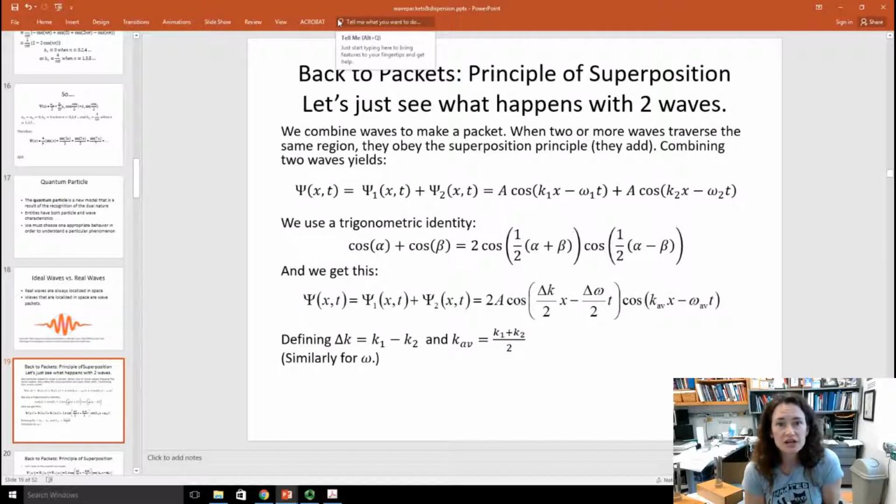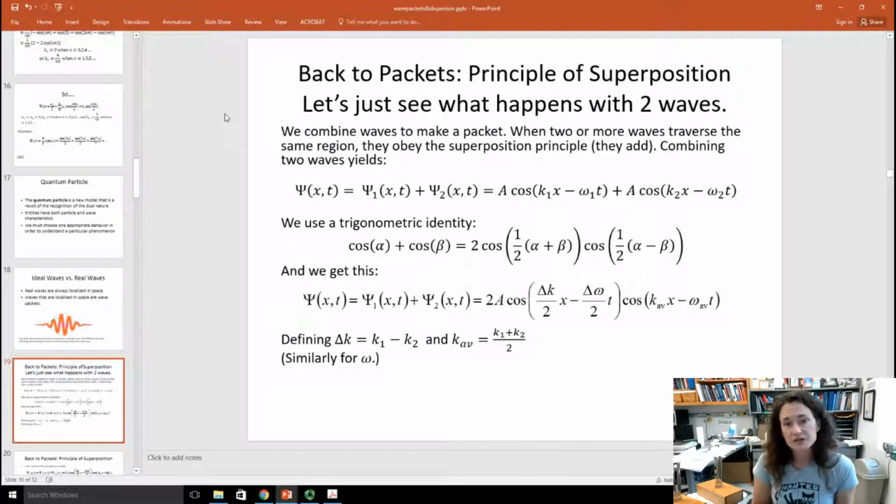Okay, so let's take two waves that are in the same place at the same time and combine those waves to make a packet. Now, when two or more waves traverse the same region, they obey the superposition principle. That just means they add together. If I wanted to take two example waves here, so for example two cosine waves, and add them together, then I would have psi1 plus psi2 is equal to a cosine(k1x minus omega1 t) plus a cosine(k2x minus omega2 t). For simplicity's sake, I'm going to keep the amplitudes the same. And the wave numbers are k1 and k2, and the angular frequencies are omega1 and omega2.